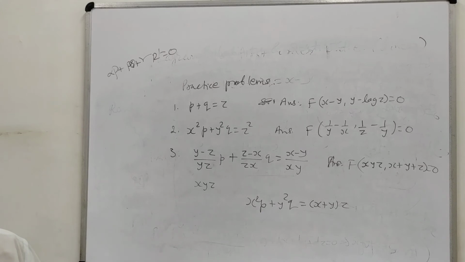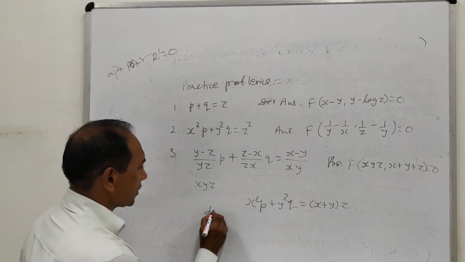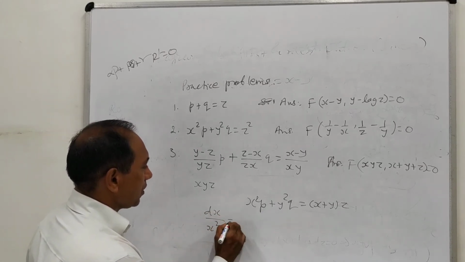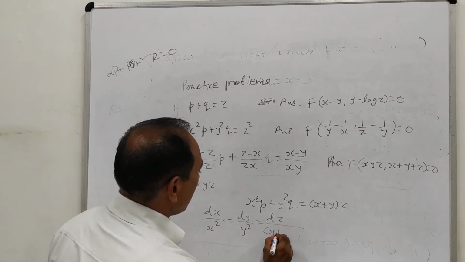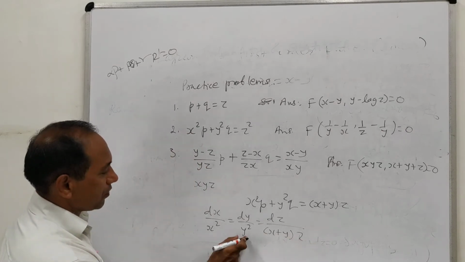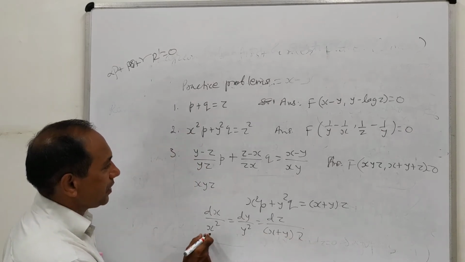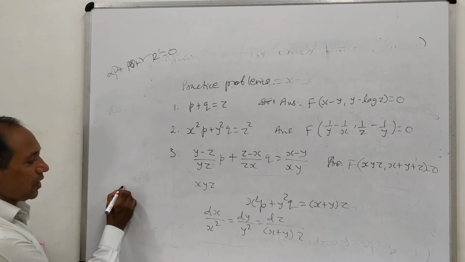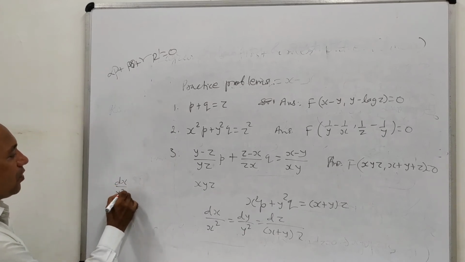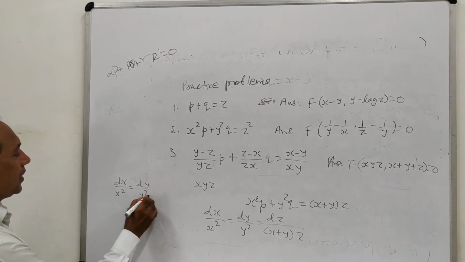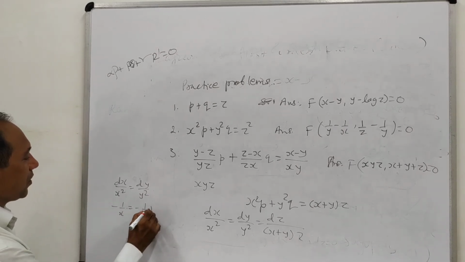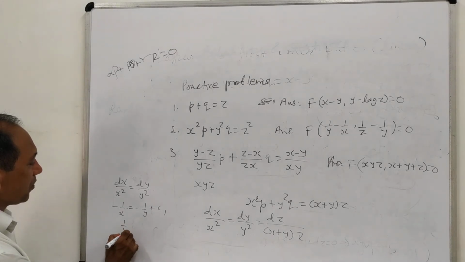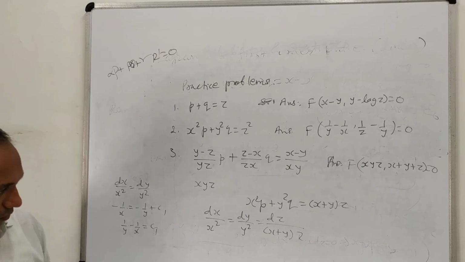Here you can see, first of all, as usual, write down auxiliary equations. dx upon x square equal to dy upon y square equal to dz upon x plus y plus z. To obtain the first solution, think of the pair. You can easily identify that this pair can be taken. That means dx upon x square equal to dy upon y square, and this can be integrated very easily. This is the integration minus 1 upon x, and this is the integration minus 1 upon y equal to c1. That means the first solution is 1 upon y plus 1 upon x equal to c1. This is the first solution.